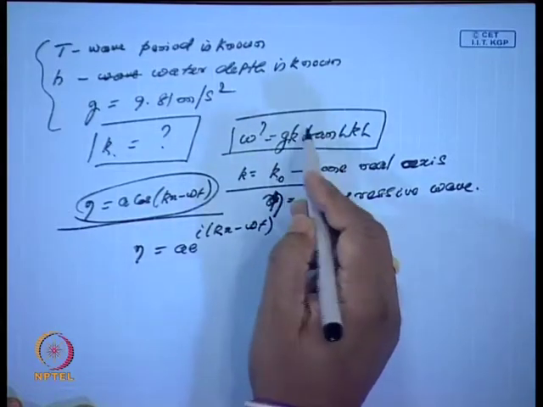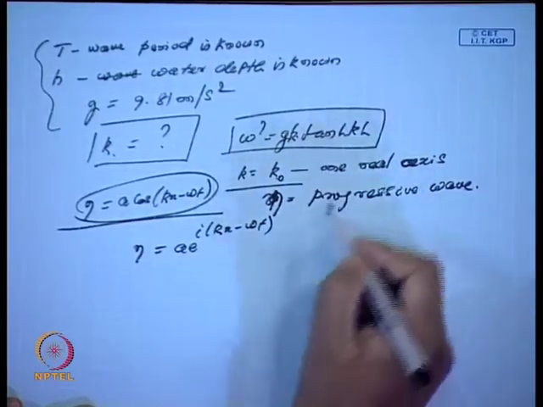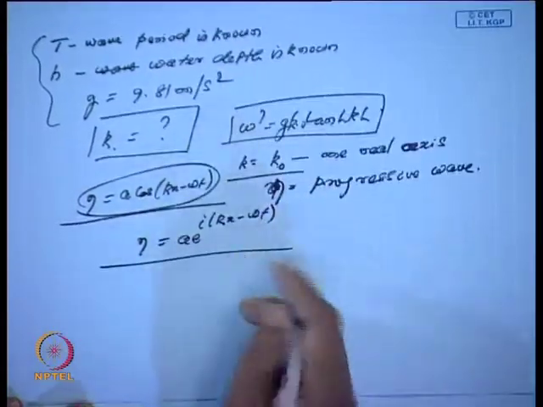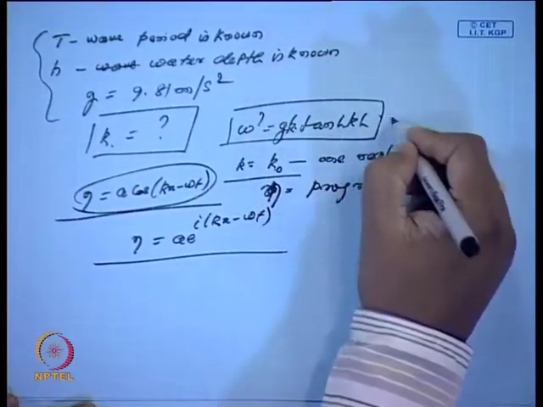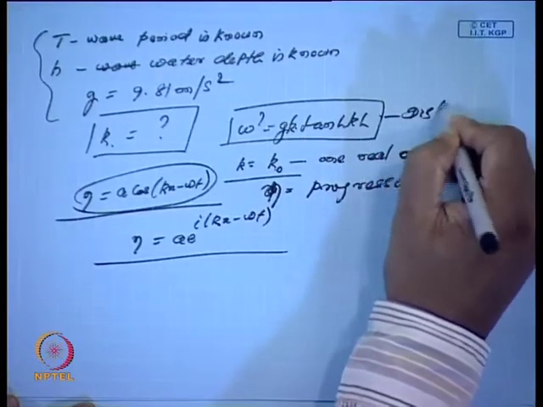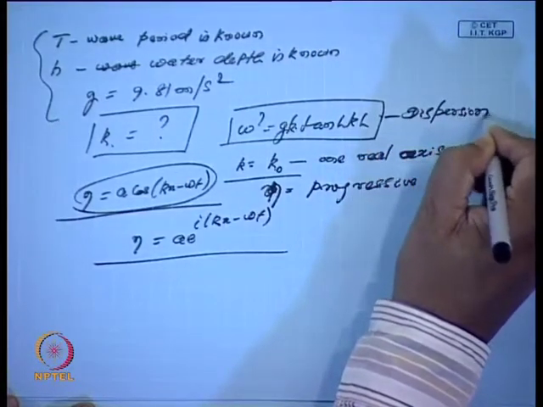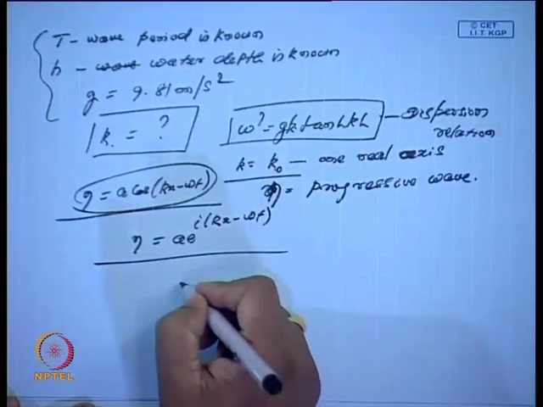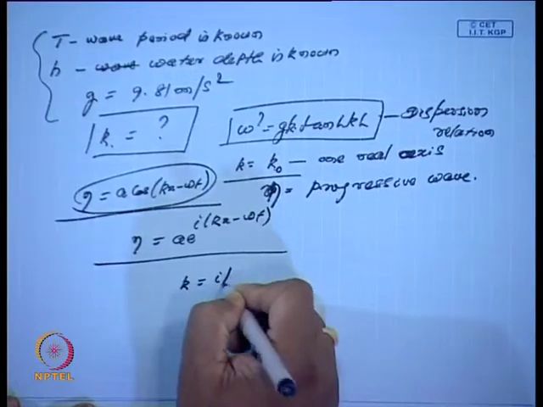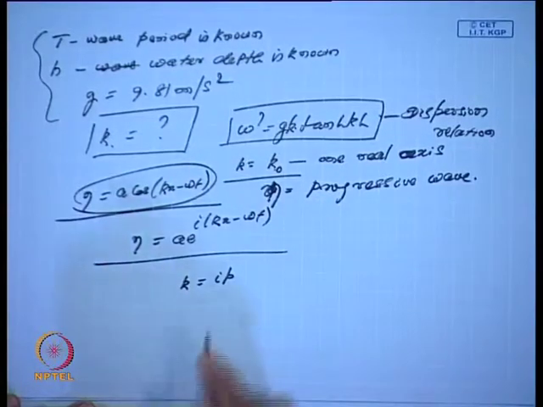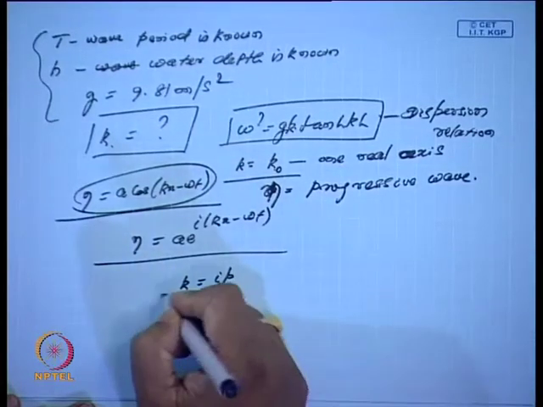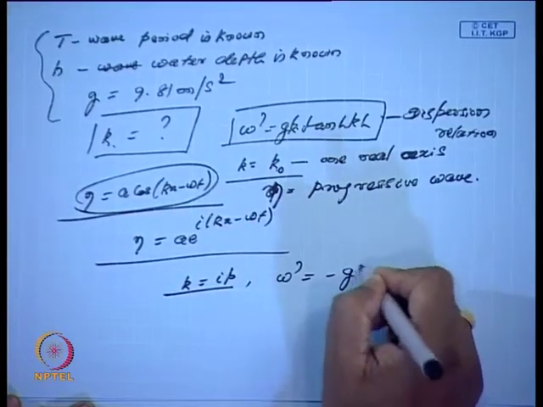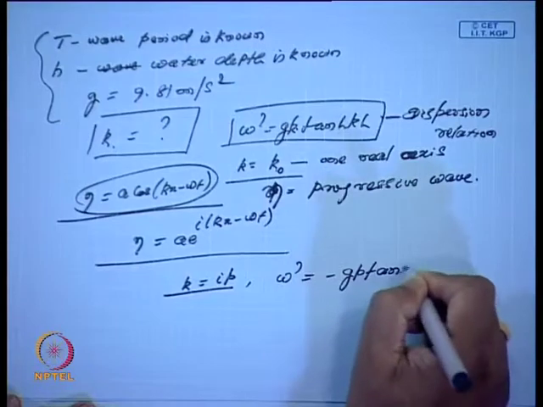What happens to other roots? Is there any other root of this dispersion relation? To analyze the roots of this dispersion relation, let me look at it again. Suppose I put k is equal to i p, what happens? Then omega square will be minus g p tan p h.